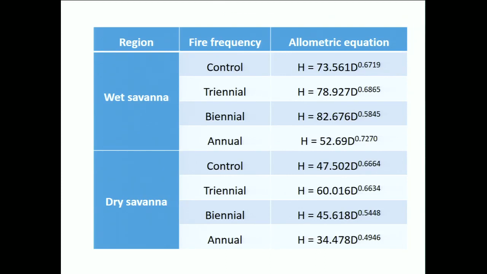Okay, so these are the physical equations that we created from this allometric scaling. I know there are an awful lot of numbers. But what we see is for the control and triannual fire management regimes, the scaling exponent is similar to 0.66. And it's those treatments that are burnt every year or every 2 years that we see variation. So when we look at the dry savanna, the annual fires and the biannual fires have a much lower scaling exponent. But to be fair, you've got some that are over 0.66, some that are under 0.66. You'd think if you use a model at 0.66, it would even it out, which is a fair point.